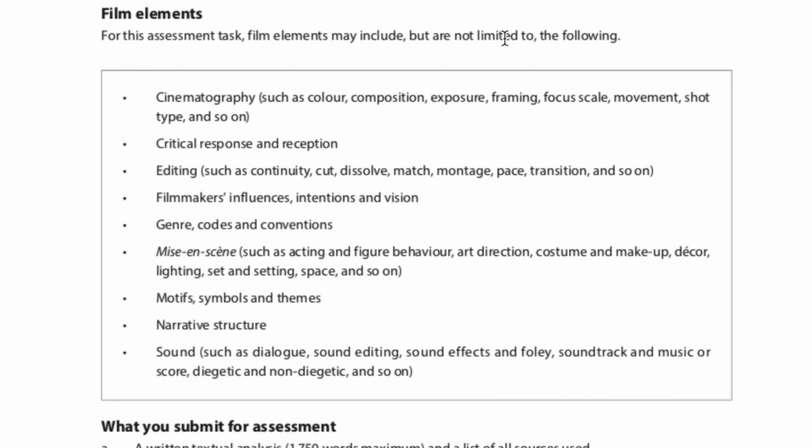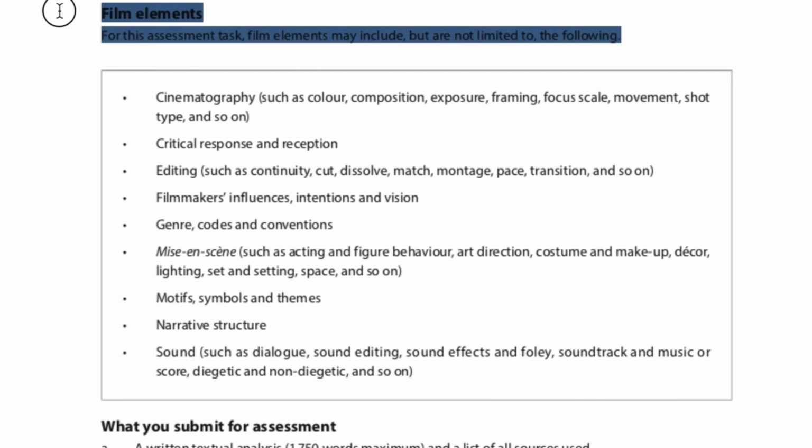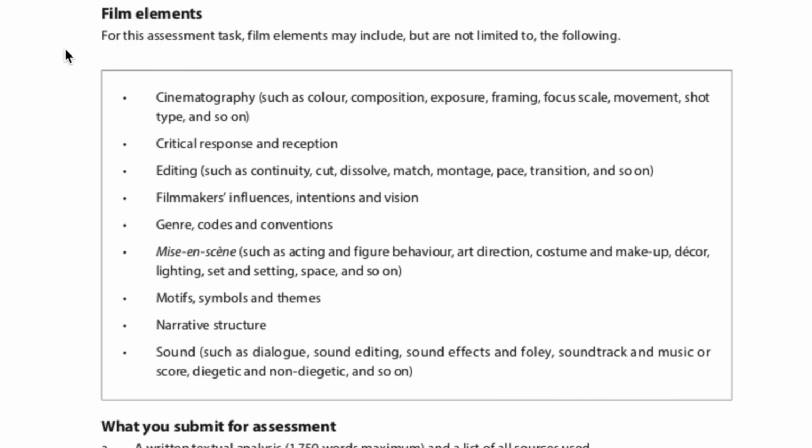So film elements. Now this is where our film language comes in. For this assessment task, film elements may include, but are not limited to, the following: cinematography, such as color. Again, this is the English spelling of colour, and that's not American. Composition, exposure, framing, focus, scale. That must mean, I think, like depth of field, things like that. Movement, shot type, and so on.